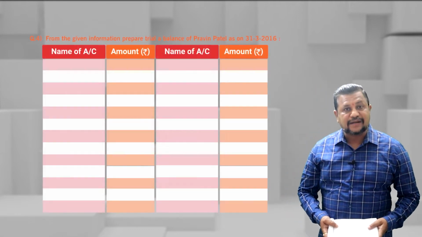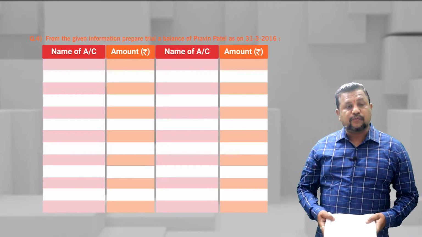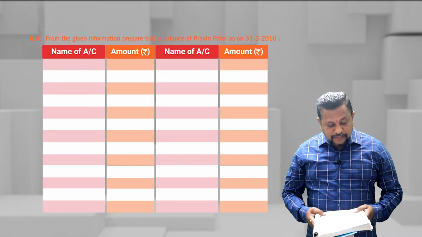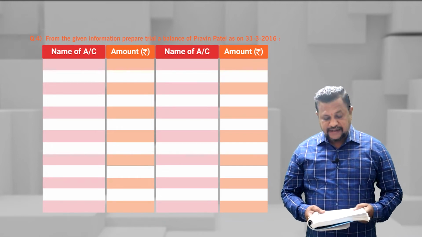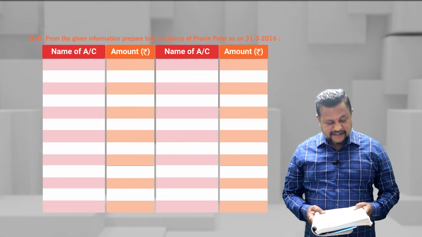So dear students, now we'll start with the numericals based on trial balance. I'll just go through the first question. From the given information, prepare a trial balance of Praveen Patel as on 31st March 16.